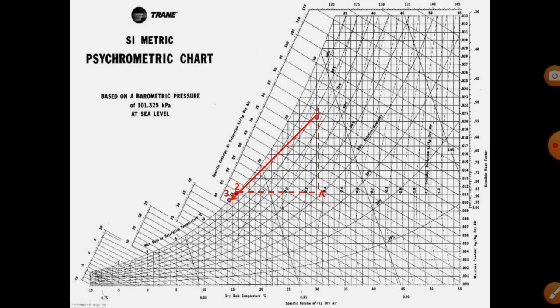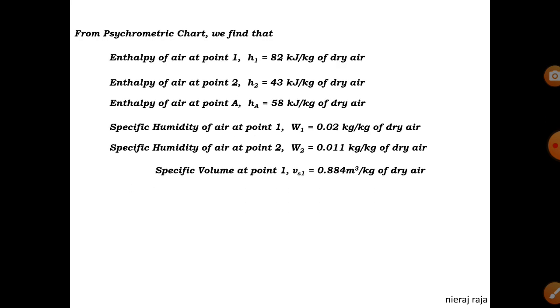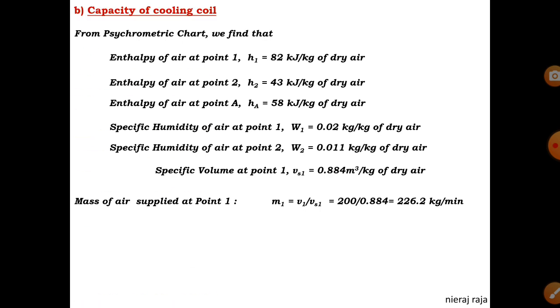We have located all the points. 1, outdoor condition, 3, coil temperature, and 2, that is indoor air temperature. Now again, I noted down all the values: enthalpy, specific volume and specific humidity at every point. See, I got everything: H1, H2, HA, W1, W2 and VS1 also. So by using VS1 and the total volume given in the problem, I can get mass M1, that is 226.2 kg per minute. This is everything we are doing, only for calculating the capacity of the cooling coil.